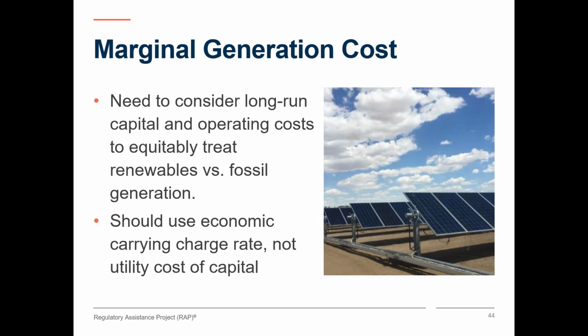Marginal generation cost is rapidly changing, and methods that we used even a few years ago are going to be obsolete today. The replacement of fuel-burning resources with wind, solar, and storage eliminates nearly all variable operating costs, but it does not change the character of why the costs are incurred. It's critical to consider the long-run capital and operating costs of new resources in order to equitably treat the apportionment of these new resource costs.